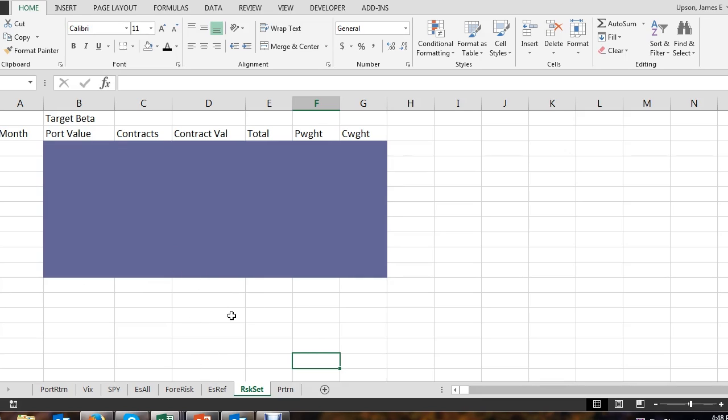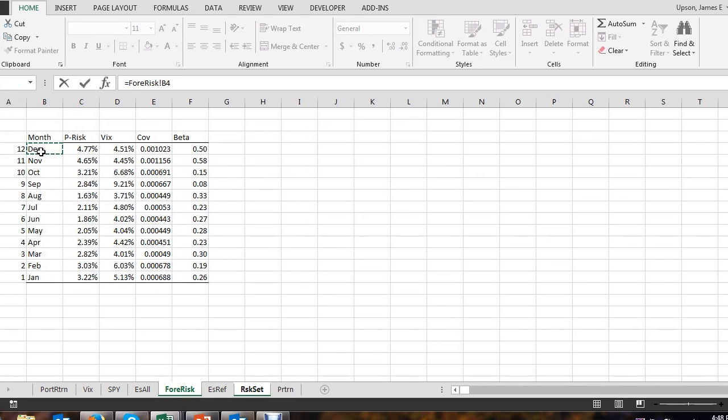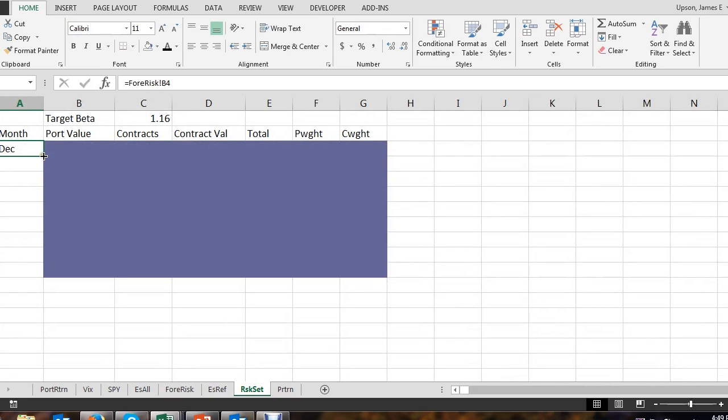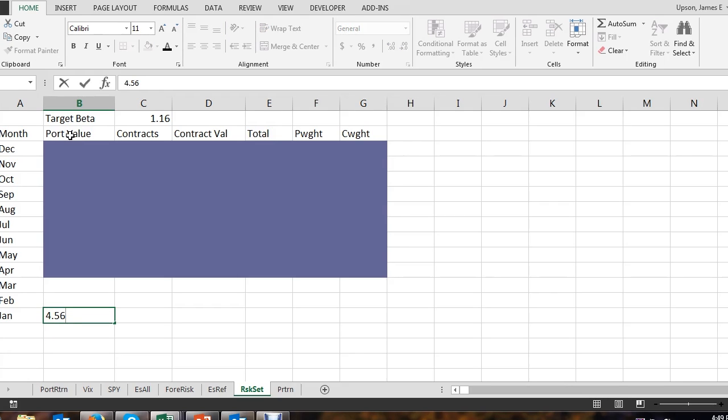So my targeted beta here is my 1.16. And then for my month, I can just go to my reference and click on December, and we'll go ahead and drag this down to our January position. All right, portfolio value. This is the portfolio value at the start of the month. So mine was 4.56, and I'm just going to put an equal sign here, 4.56, and I'm going to multiply that by my 1 million.